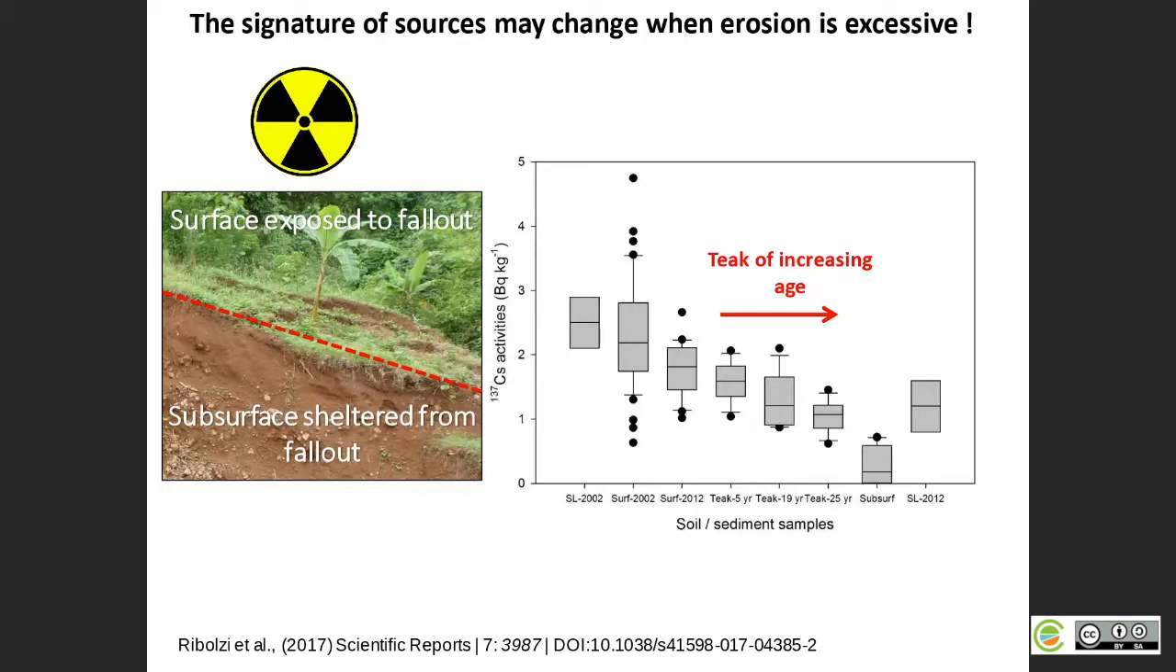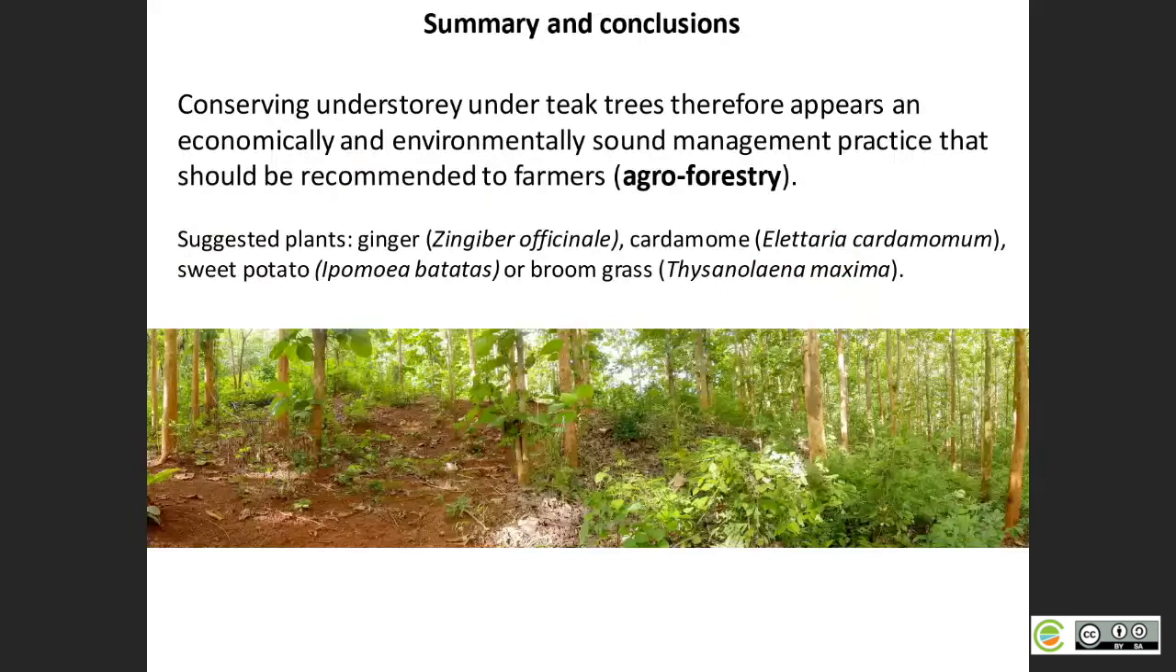And we could do the same with the sediment collected at the monitoring station. So we have somehow a change of behavior, a change of processes, and a change of source signatures just because of the magnitude of erosion in this system.